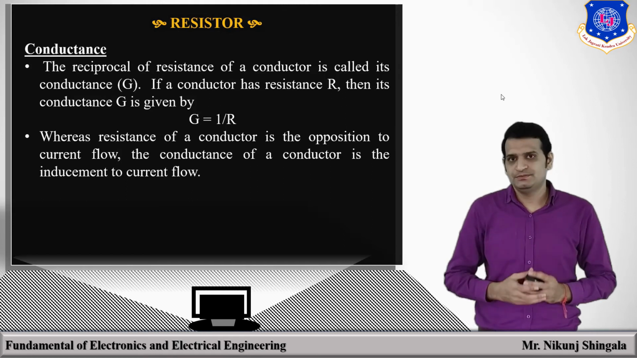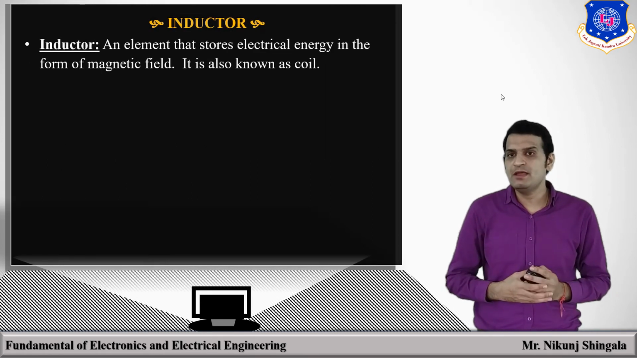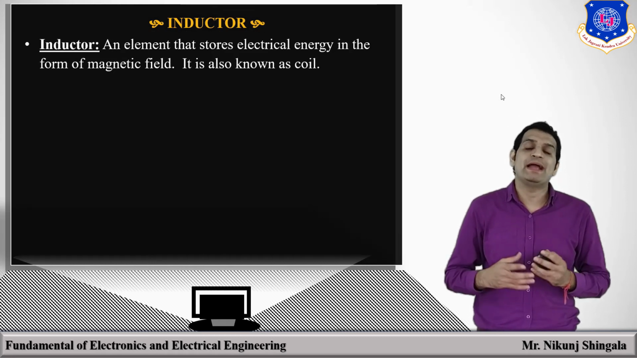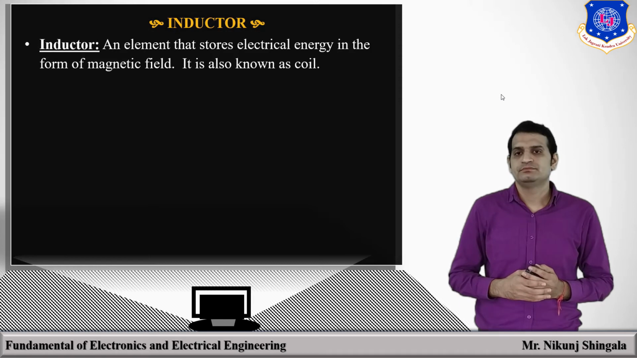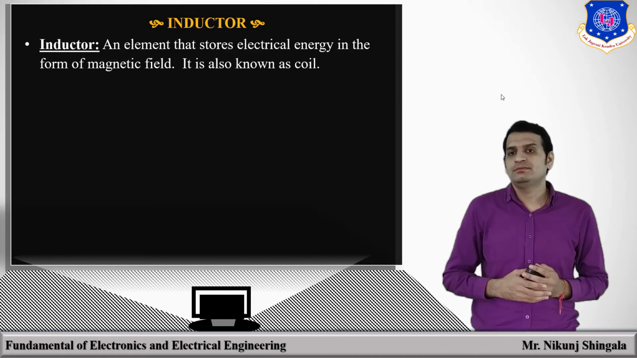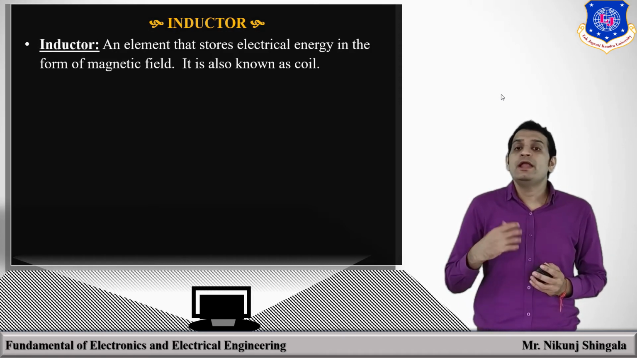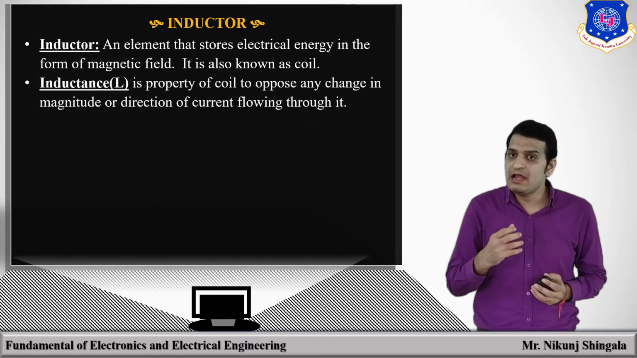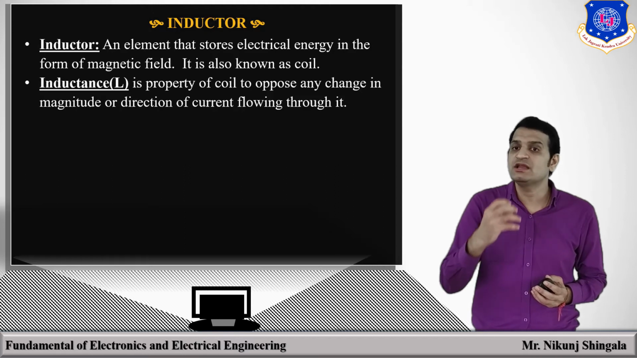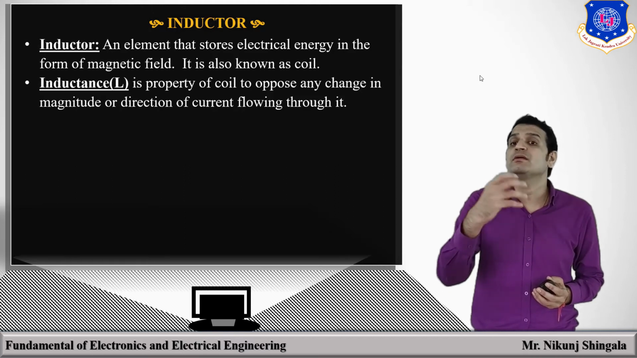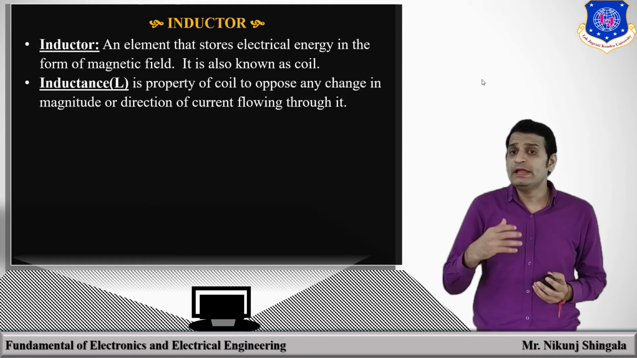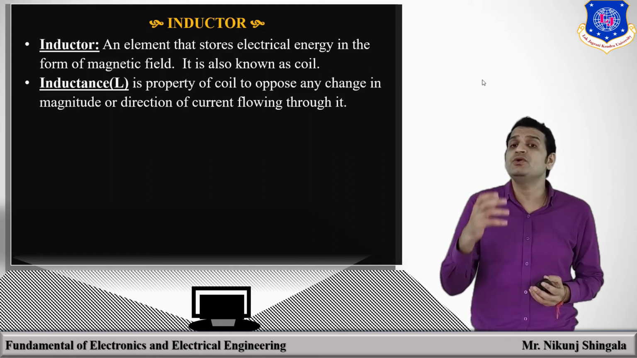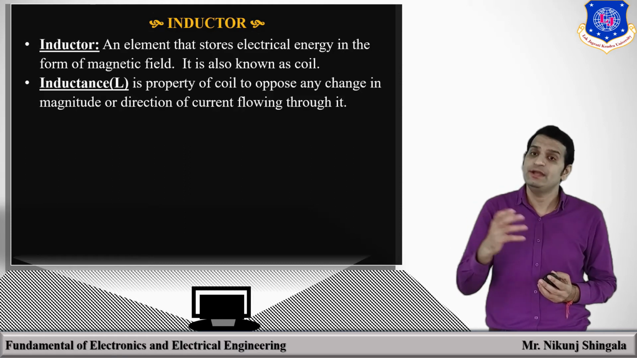Next one is an inductor. Basically it is an energy storing element. It is an element that stores electric energy in the form of a magnetic field. It is also known as a coil. Inductance L is a property of the inductor. Resistor is an element, resistance is its property. Inductor is an element, inductance is its property. So inductance is a property of a coil to oppose any change in the magnitude or direction of the current flowing through it.